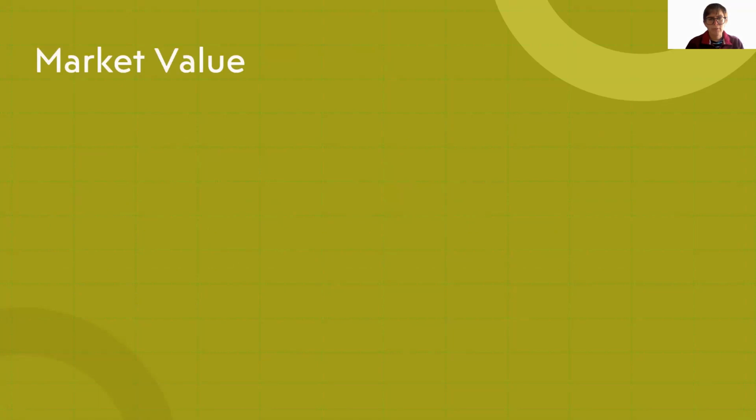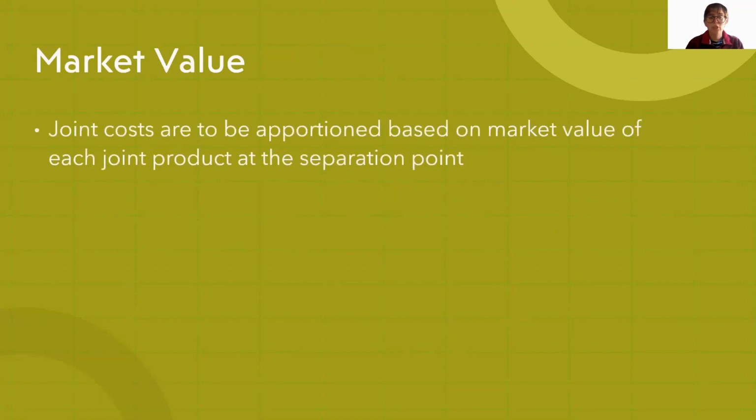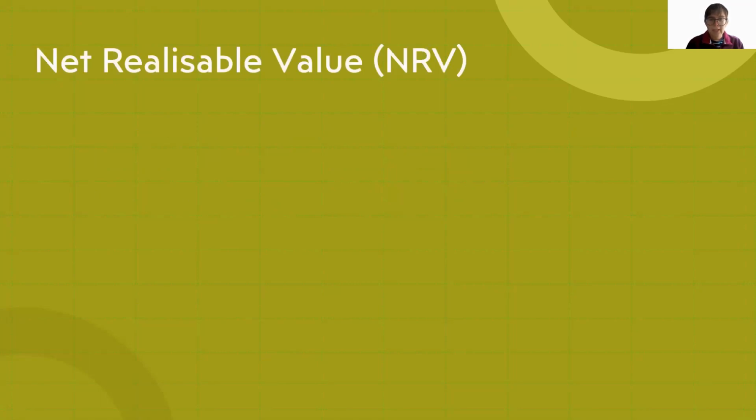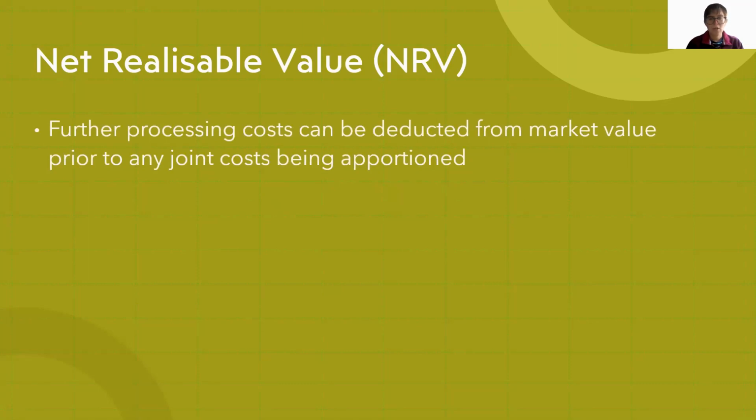We then have market value. This is where joint costs are going to be apportioned based on the market value of each joint product at the point of separation. At that point, each product should appear equally profitable. It could be done via net realisable value. So to do this, further processing costs can be deducted from market value prior to any joint cost being apportioned.